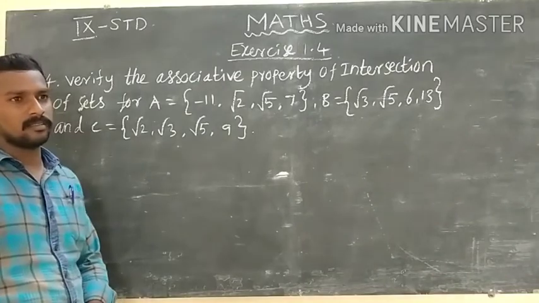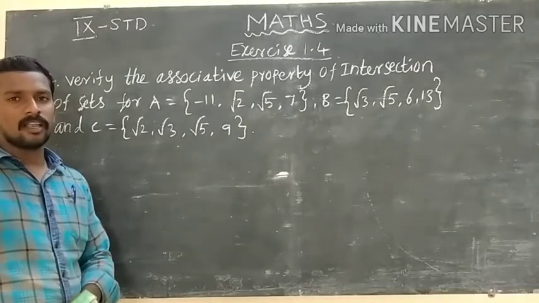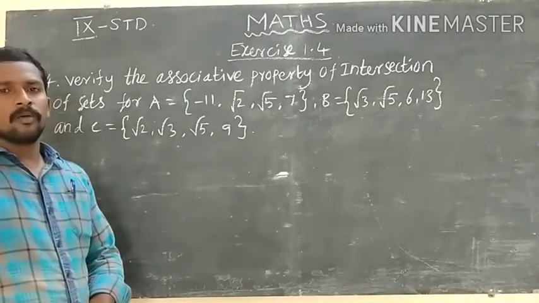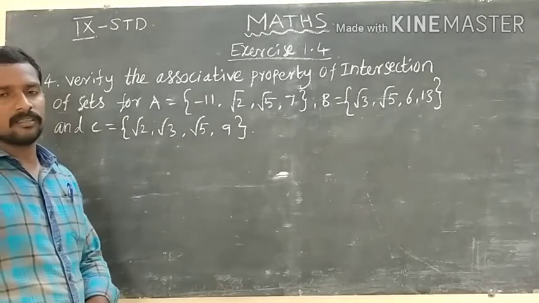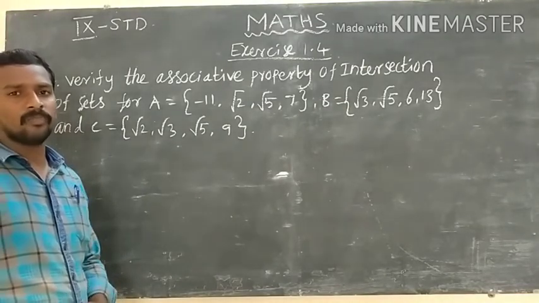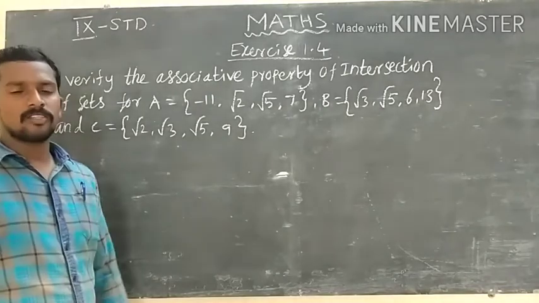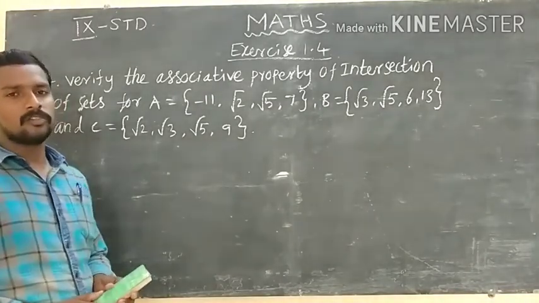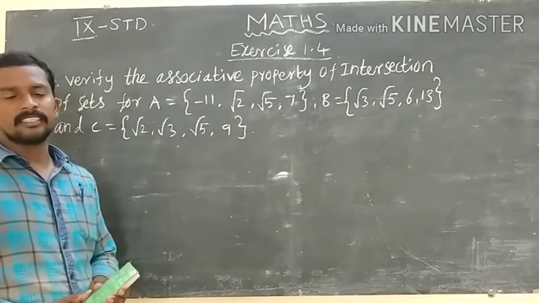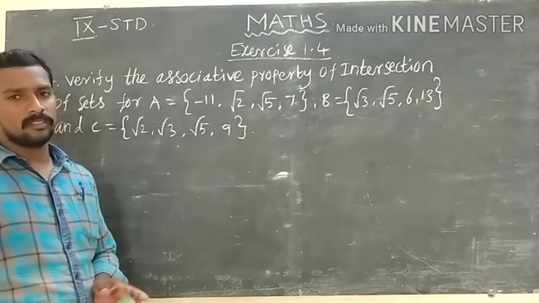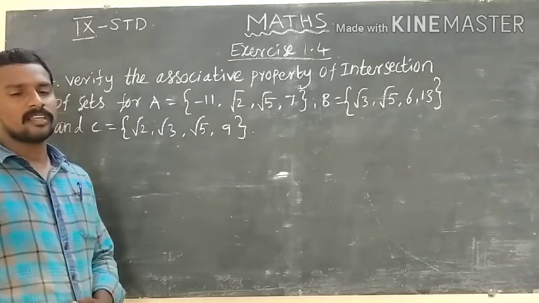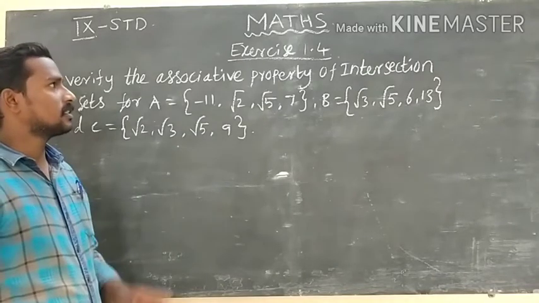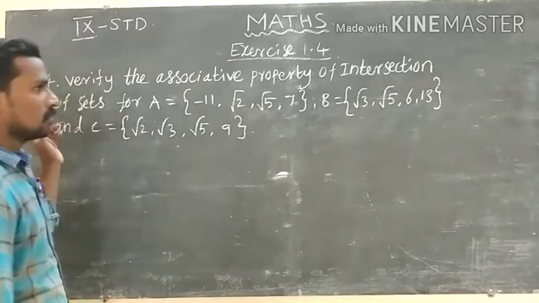Welcome to Maths class. In the last class we discussed the properties of set operations, namely the commutative property, the associative property, and the distributive property. We also discussed the first three sums of exercise 1.4. In this class, we are going to discuss exercise 1.4, fourth sum.